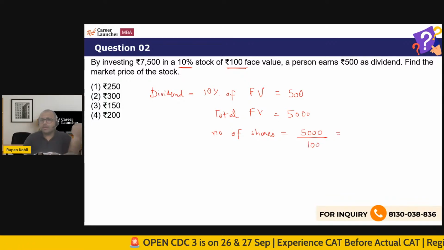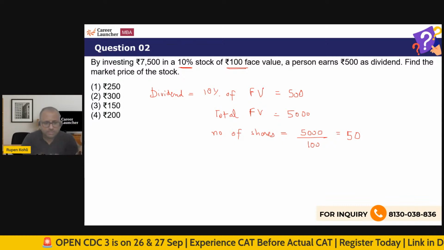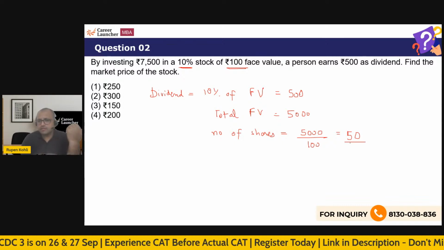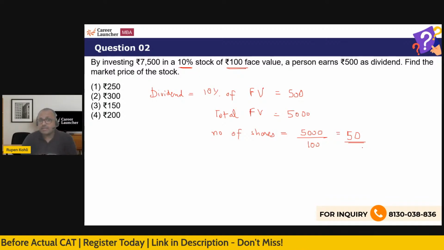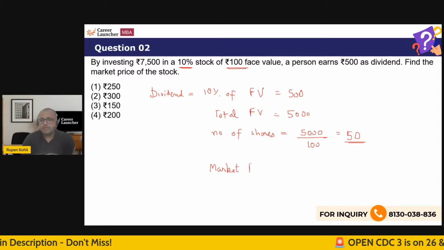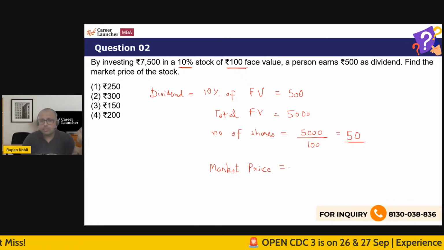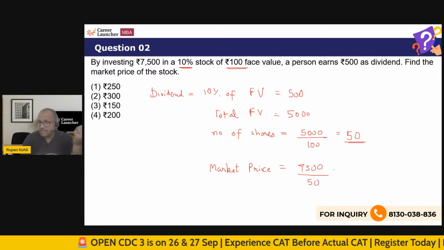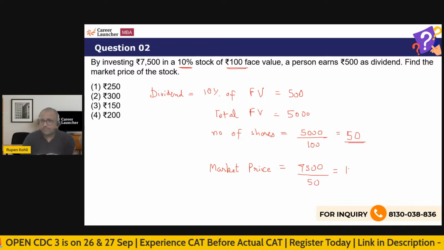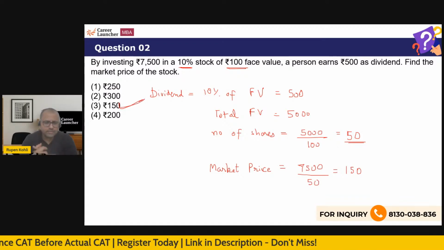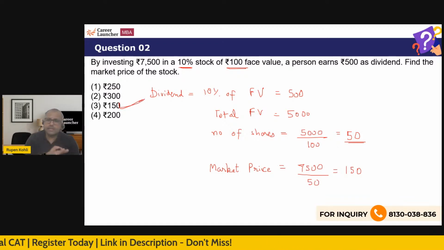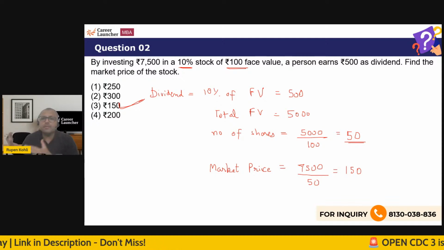So 5,000 by 100 is 50 shares that this person has invested, right? So the market price is 7,500 for 50 shares, so we can say that the market price per share is the total buying price of 7,500 rupees for 50 shares. So 7,500 by 50, that's 150, is the market price, right? So the 100 rupee face value share was bought at 150, at a 50% premium, right?